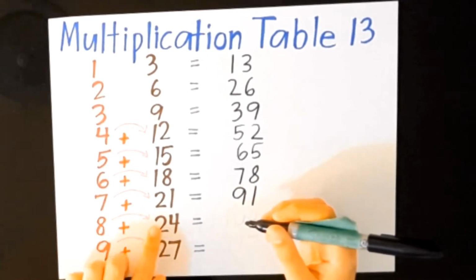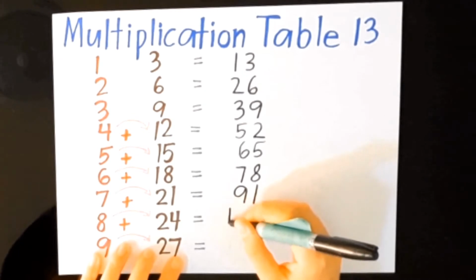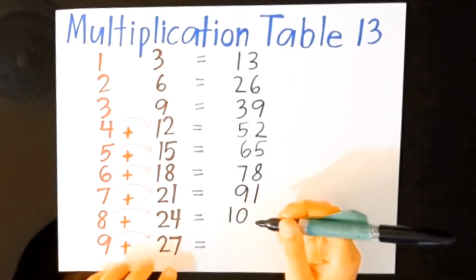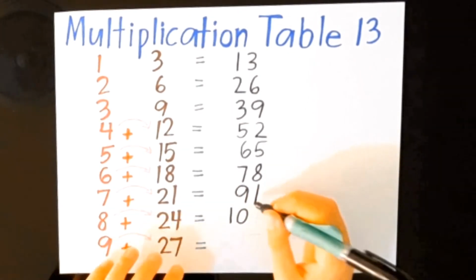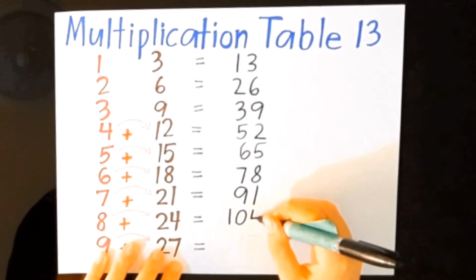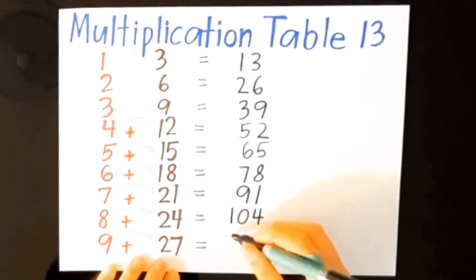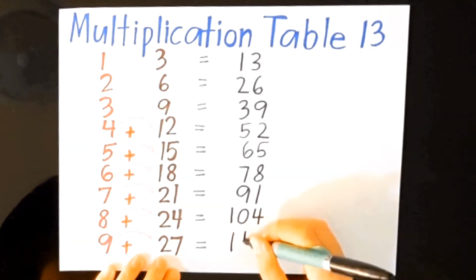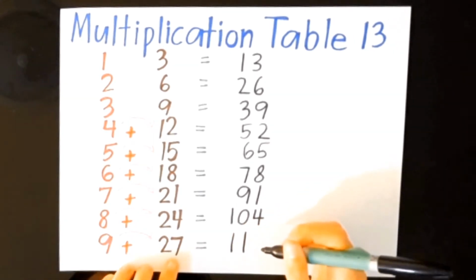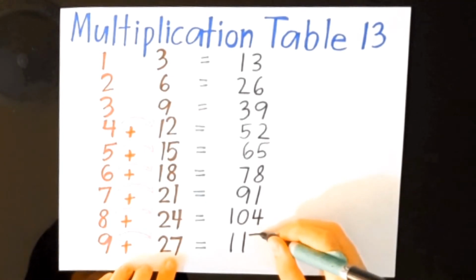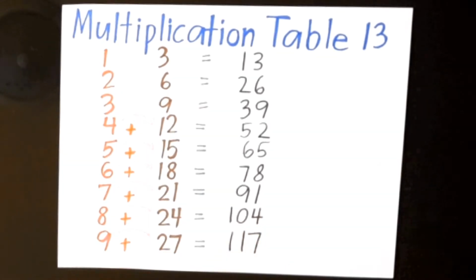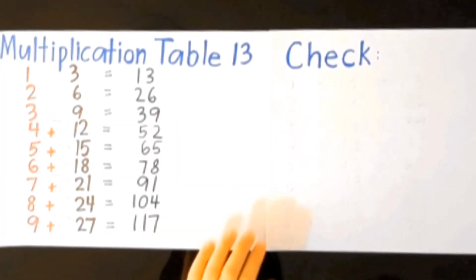8 plus 2, that's 10. And then you get the 4 here and put it over. 9 plus 2, that is 11. And then we bring the 7 over here. And here you go, the multiplication table of 13. Now let's check it.